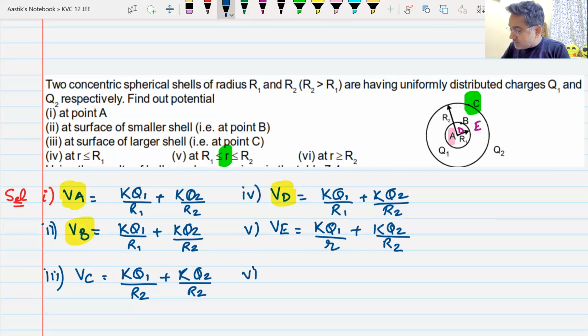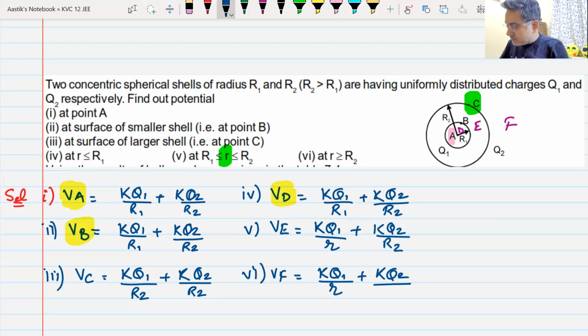That takes us to the last one, 6, which is point F, somewhere outside of the second shell. What is the potential of that point, VF? KQ1 by small r plus KQ2 by small r.